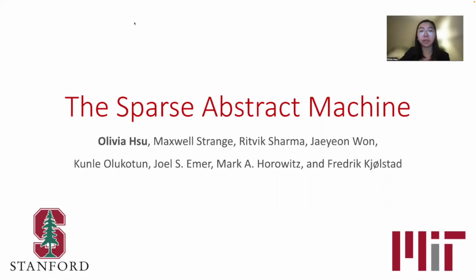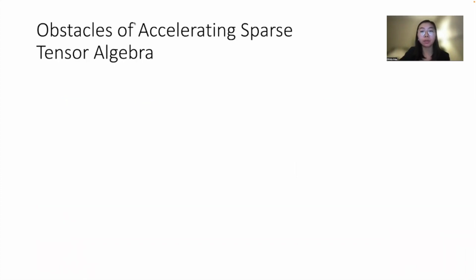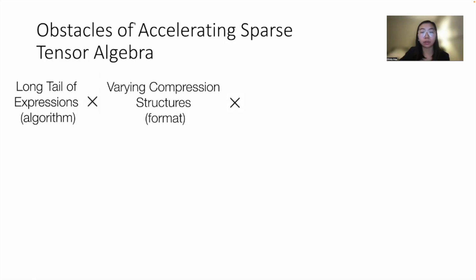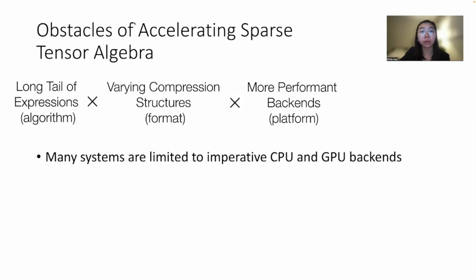My name is Olivia, and I will be talking about the sparse abstract machine. The current obstacles with sparse tensor algebra over its dense counterpart are mainly attributed to the large input space of computation. For a fully general system, this includes a long tail of expressions and various compression structures. And for that general system to be performant, this also includes performant backends, like handling dataflow accelerators. However, current systems are limited to targeting imperative code for von Neumann architectures only.